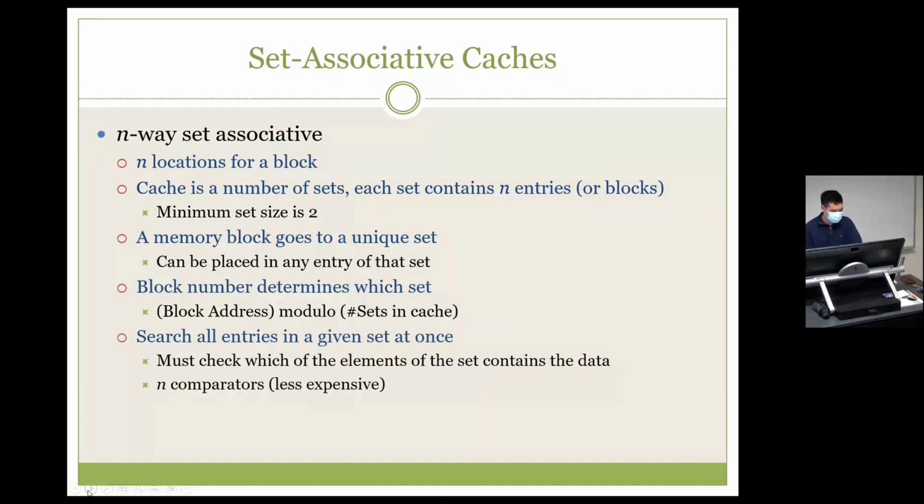Right? So this is going to be our address again. And we can search all of the entries in a given set all at once. Same with the fully associative though, but it does make our comparator larger because we have to compare with all of them.